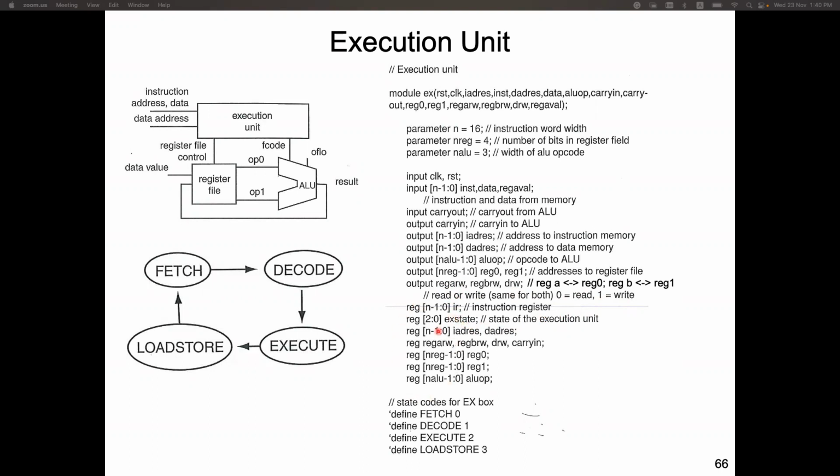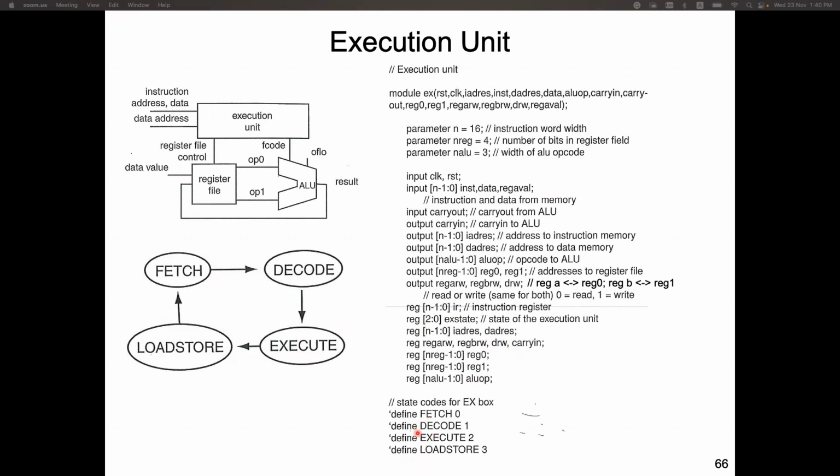Now some registers in the execution unit store variables, including IR, execution state, instruction address, data address, read/write, and those storage registers there. So that's the I/O port of this execution unit. Now let's look at the content of this module.